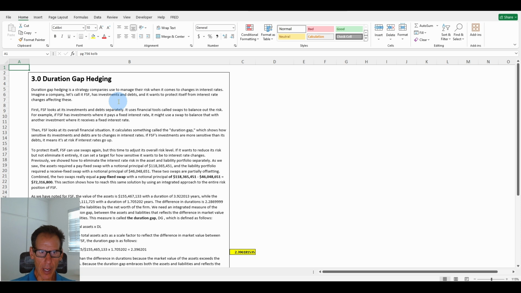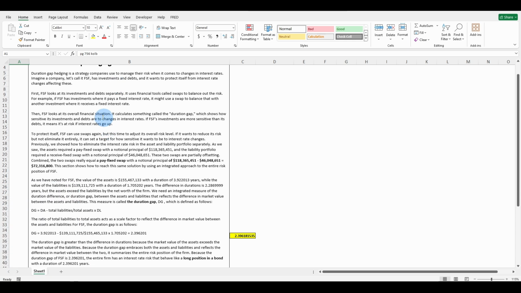Duration gap hedging is a strategy companies use to manage their risk when it comes to changes in interest rates. Imagine a company, let's call it FSF, has investments in debt and wants to protect itself from interest rate changes affecting these. First, FSF looks at its investments in debt separately. It uses financial tools called swaps to balance out the risk. For example, if FSF has investments where it pays a fixed interest rate, it might use a swap to balance that with another investment where it receives a fixed interest rate.